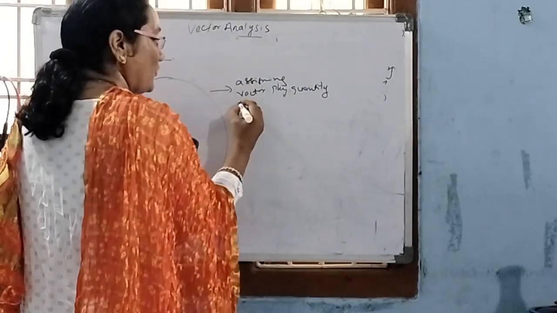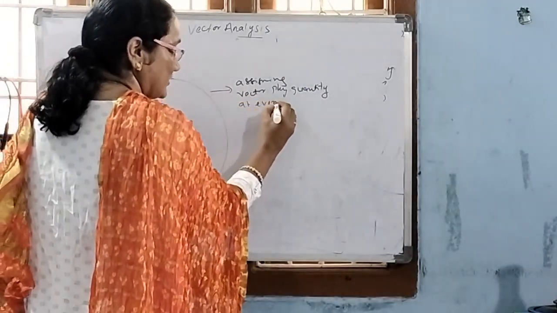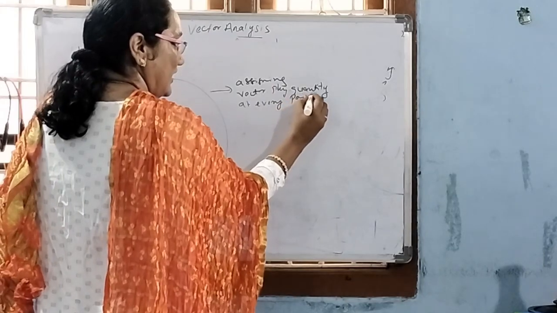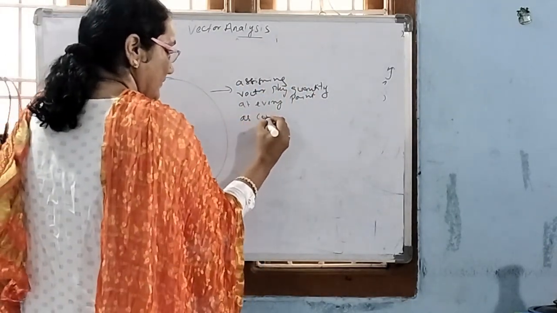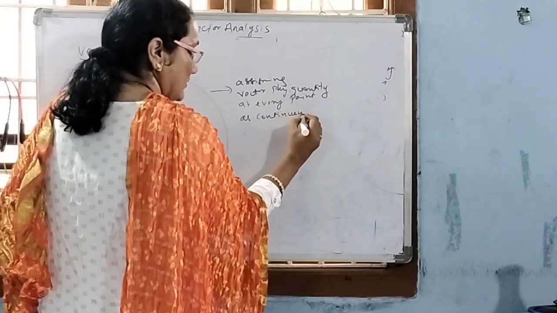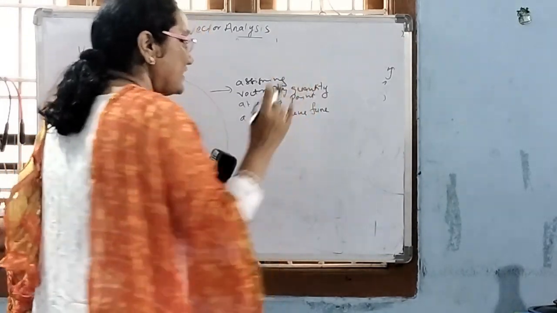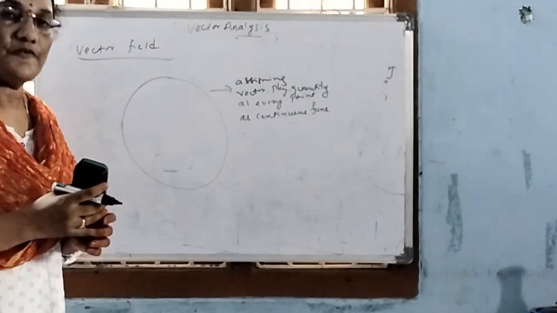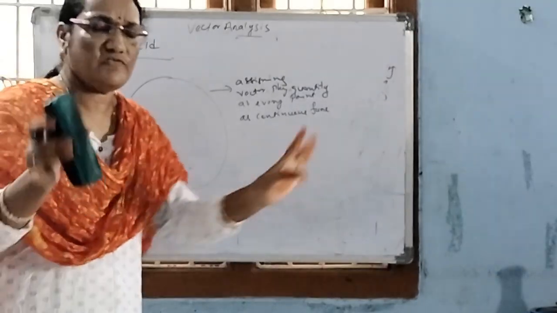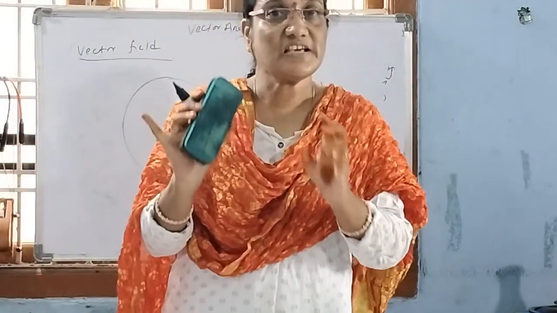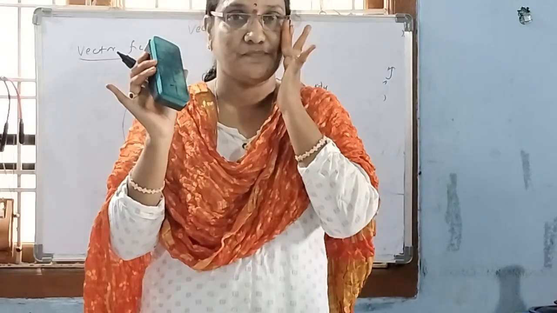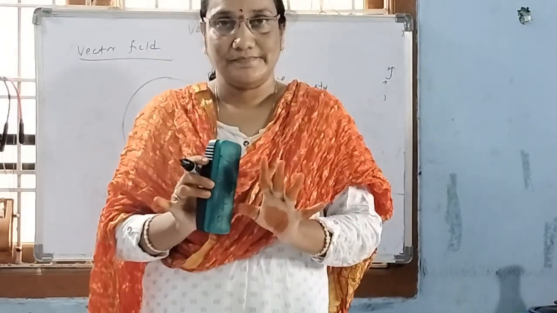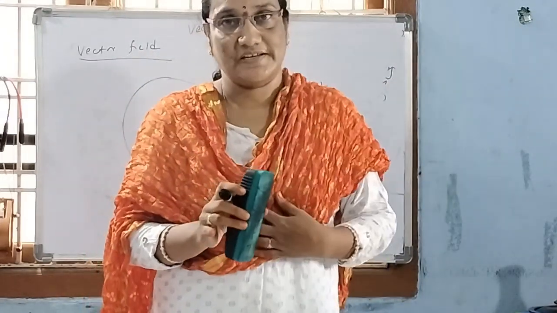If the vector physical quantity is assigned at every point as a continuous function, then we call that field a vector field. Simply, we are explaining vector physical quantities in that particular region as continuous functions of that particular quantity. That we call a vector field.